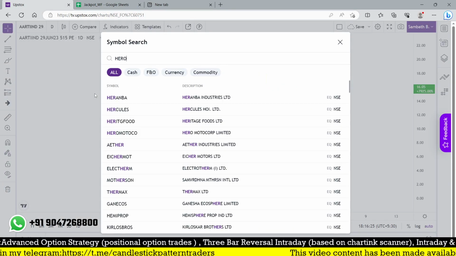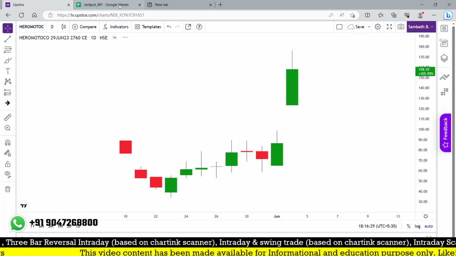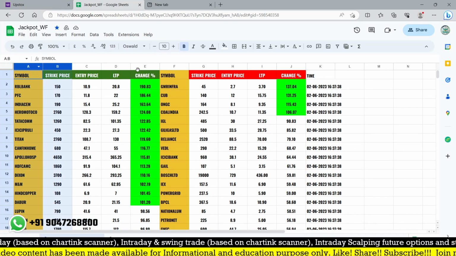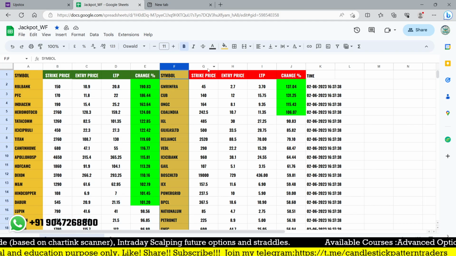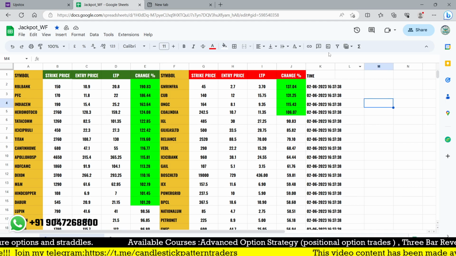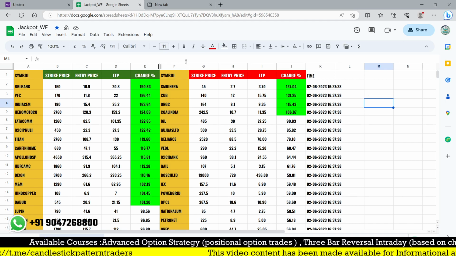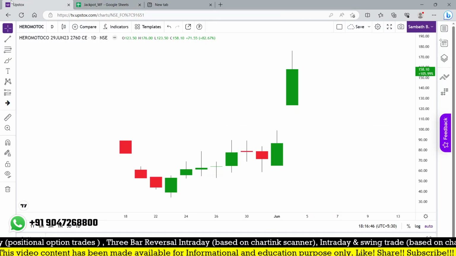For example, Hero Motorcar, the strike price 2760, call option. Whatever is on the left side here, these are all the call strike prices. On the right side, these are all the put strike prices. Okay, so I'm telling you one by one. The left side is purely call strike prices, and the right side is purely put strike prices. So let me check this stock, Hero Motorcar.